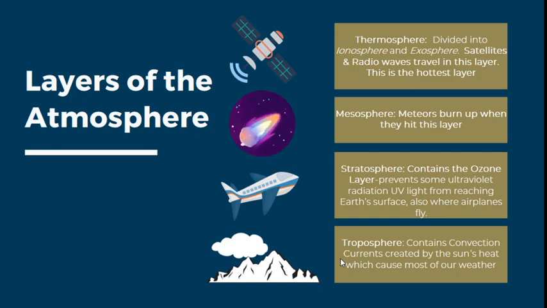From the bottom to top, we have the troposphere, which contains convection currents created by the sun's heat, which cause most of our weather. Hence, most of the weather occurs in this region. Next, we have the stratosphere, which contains the ozone layer, which prevents some ultraviolet radiation or UV light from reaching Earth's surface. Also, this is where airplanes fly. Next, we have the mesosphere. Meteors burn up when they hit this layer.